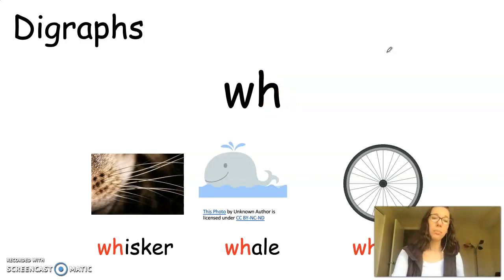If we look at these examples, we can notice that the WH is coming at the beginning. WH is very frequently found at the beginning of a word. We also see WH at the beginning of many of our question words: what, where, when, why. We'll do some of those examples together. But WH is usually known for question words and almost always comes at the beginning.